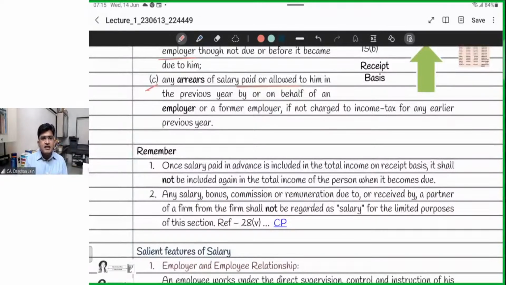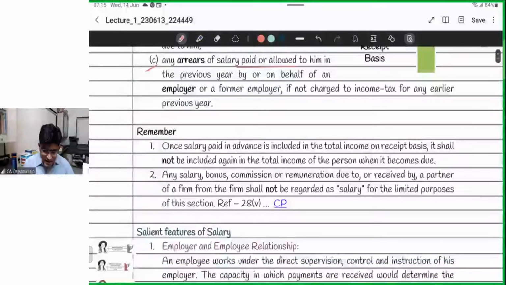Now, once an item of salary is taxed on due basis, we don't tax it again on receipt basis. Simple. There could be no double taxation of the same item of income. Similarly, if a particular item of salary is taxed on paid basis or receipt basis, it is not again going to be taxed on due basis.